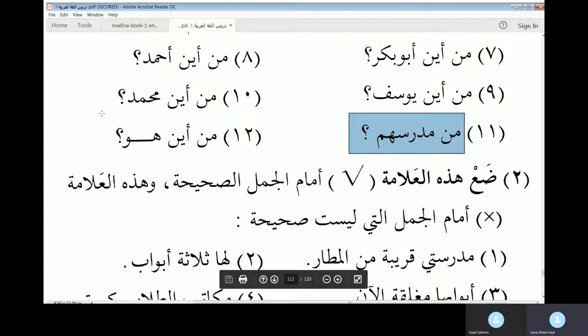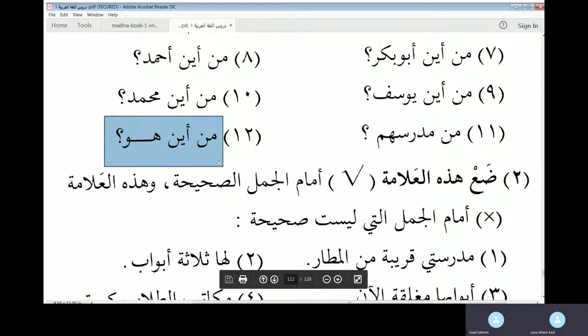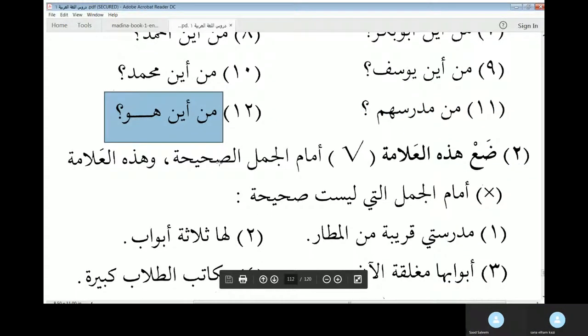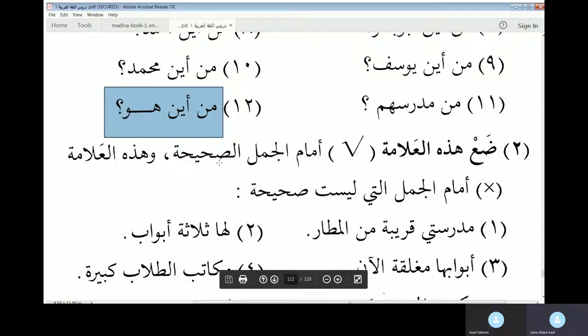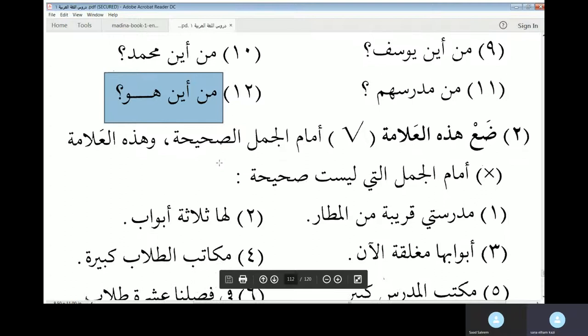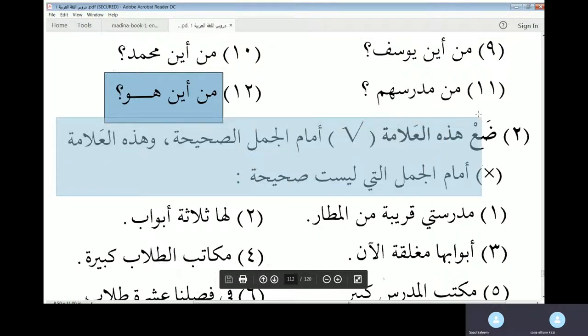Mudarrisuhum Sheikhu Bilalun. Their teacher is Sheikh Bilal. Min aina hu? Where is he? Huwa. Okay. Min aina huwa? Where is he from? Huwa min Inglaterra. He is from England.